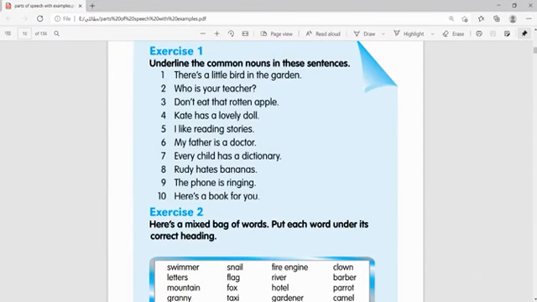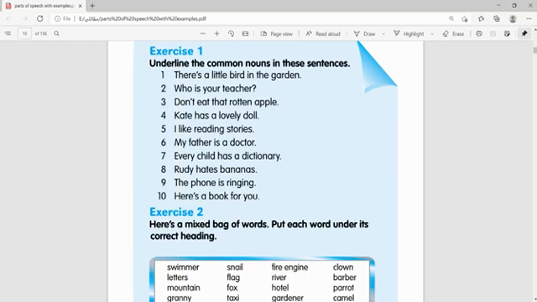These are little birds in the garden. Okay. What are the common nouns here? Bird and garden. Clear? Likewise, who is your teacher? Teacher is a common noun.